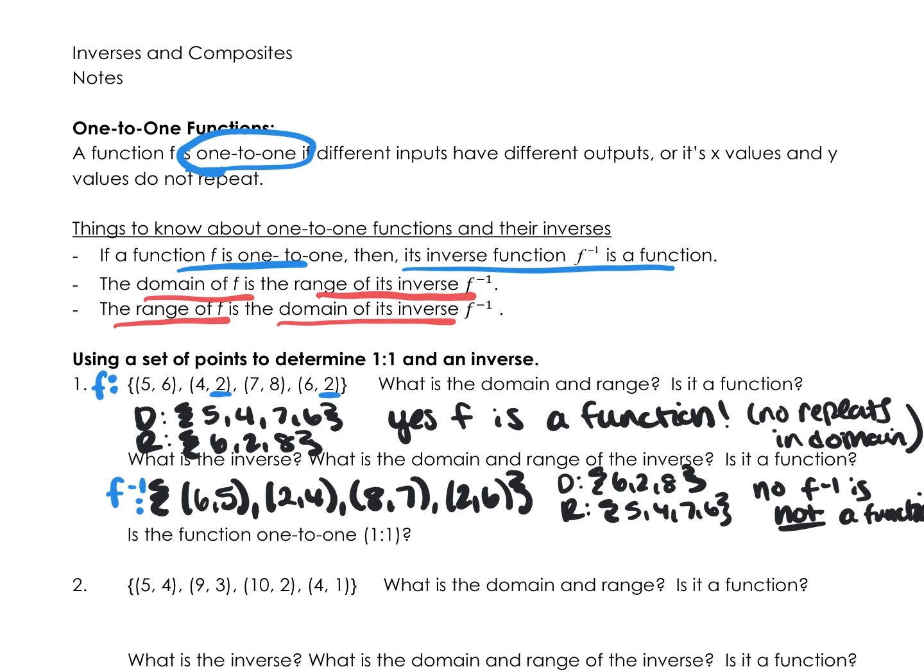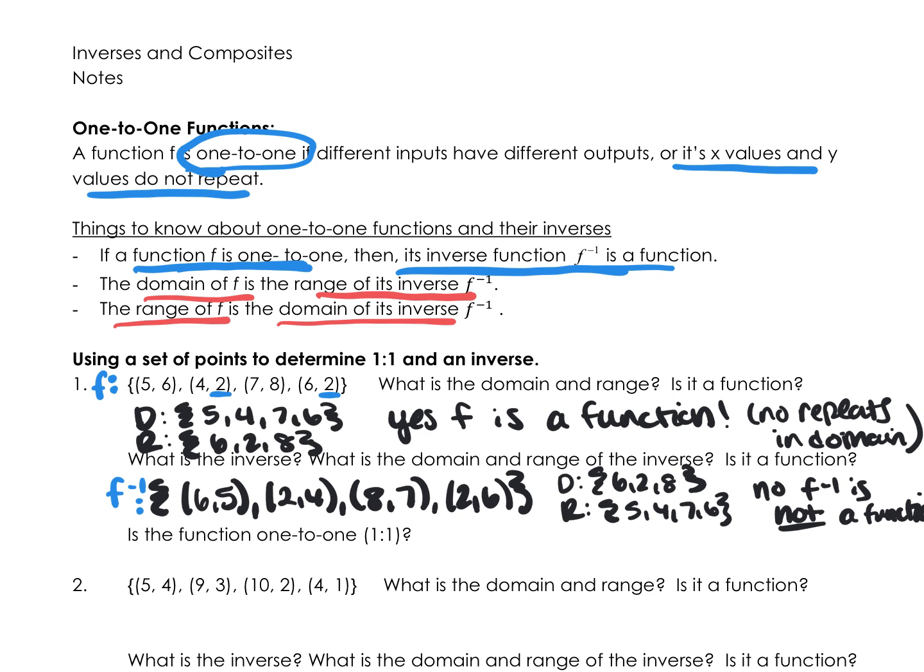So when I ask you if a function is one-to-one, there are two ways for you to think about it. One, it's one-to-one if its x values and its y values do not repeat. So no repeats in the domain or range. Or if both the function and its inverse are functions, right? Because if they're both functions, then that will mean no repeats on either side, the domain or the range, right?